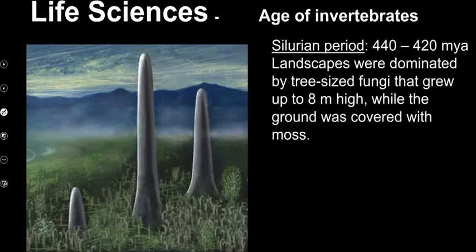And this is a picture of an artist representation of what the landscape looked like. The green plants at the bottom were mosses, and these things that looked like trees, they were giant fungi, which were as big as trees. Weird, hey?